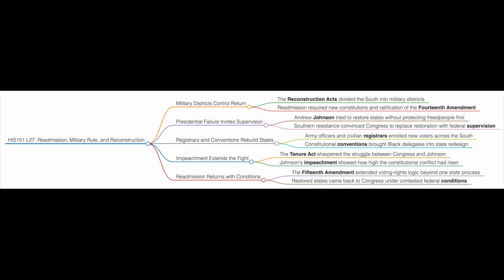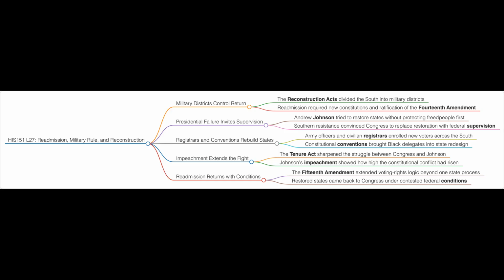This lecture focuses on readmission, military districts, and the constitutional struggle over Reconstruction. The core question is this: who controls readmission after Civil War? A president seeking quick restoration, or a Congress demanding new political terms? The core competency is to summarize the terms by which seceding states were readmitted to the Union.